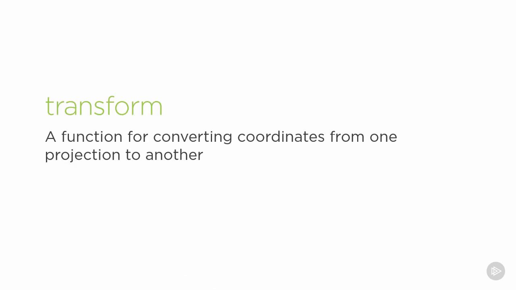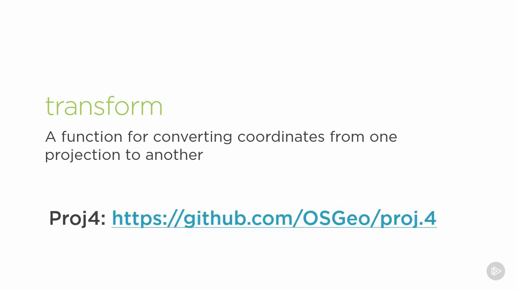Since projections are just mathematical translations of points on the globe to points on a map, you can convert data from one projection to another. The math behind exactly how this is accomplished is beyond the scope of this course, but as we'll see, OpenLayers does have the built-in ability to do this for a limited set of projections. And that capability can be expanded to work with many different projections by combining OpenLayers with another open source project called Proj4.